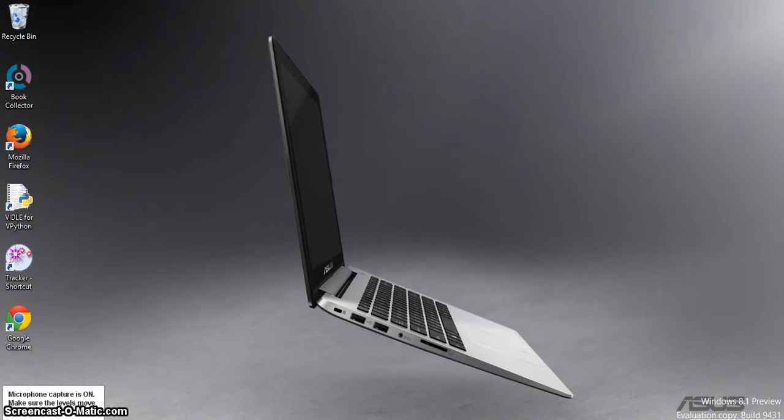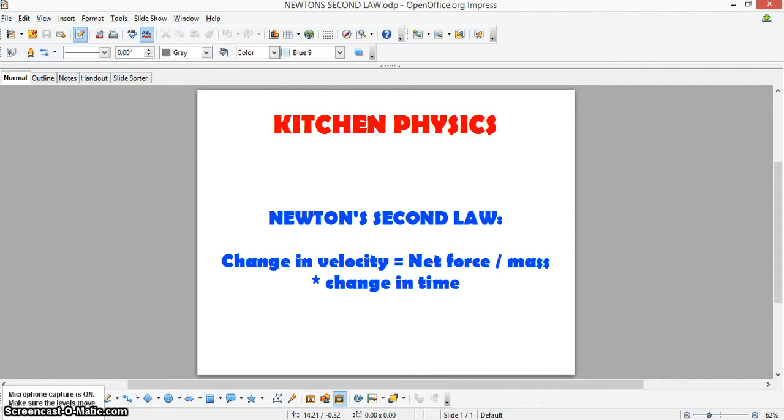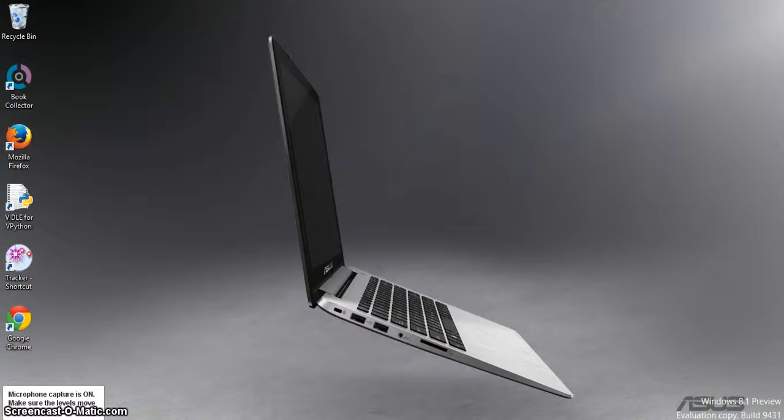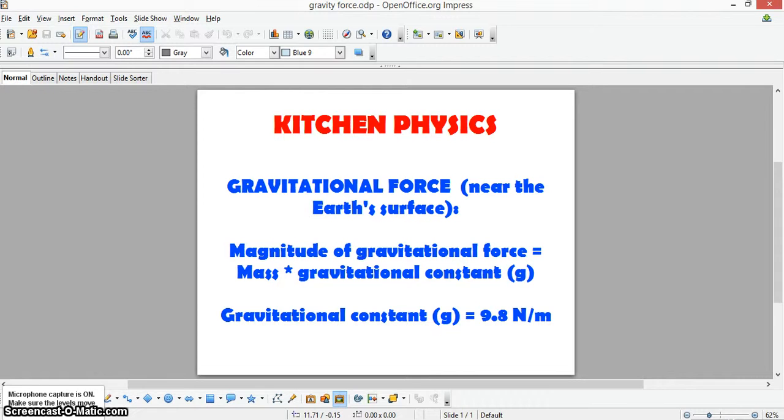Today's physics experiment involves predicting the motion of a lightweight object dropped from rest. Newton's second law tells us that since the object started at rest and then began to move, there must have been non-zero net forces acting on the object in order to make it move. One of the forces acting on an object that is near the Earth's surface is the gravitational force, or weight force. The weight force near the Earth's surface equals the mass of the object times the constant g, which is equal to 9.8 newtons per meter.